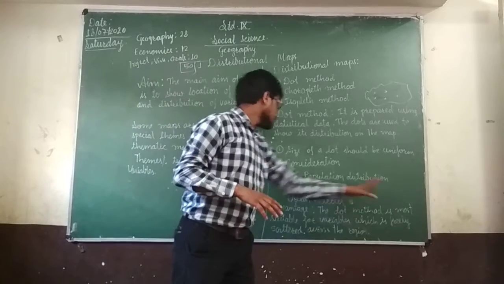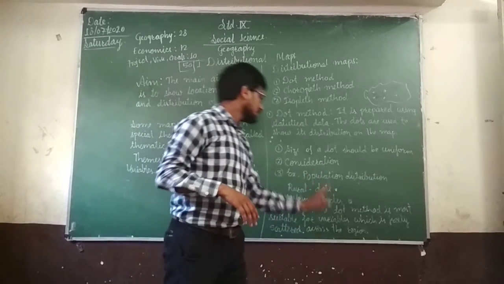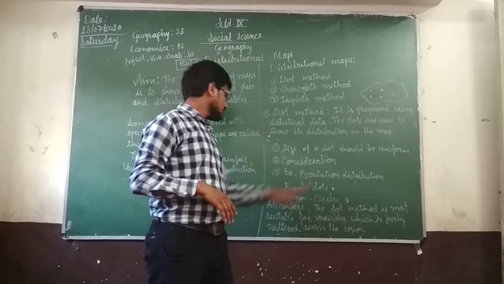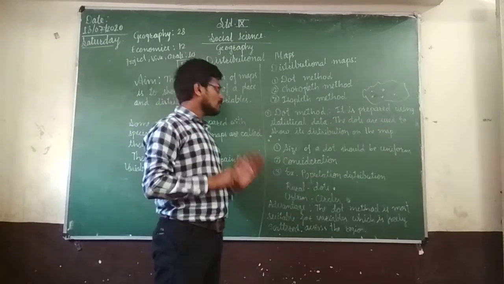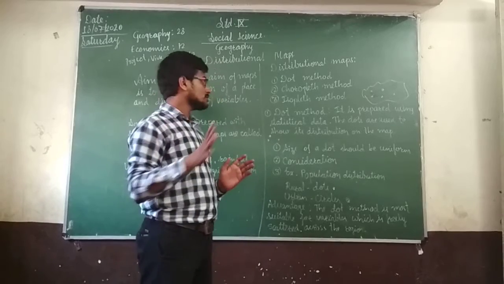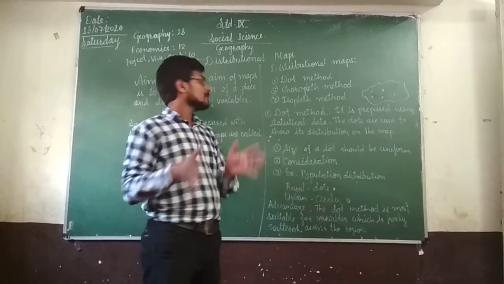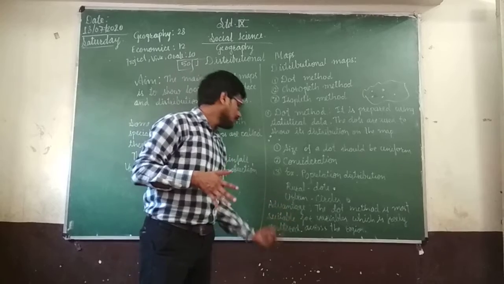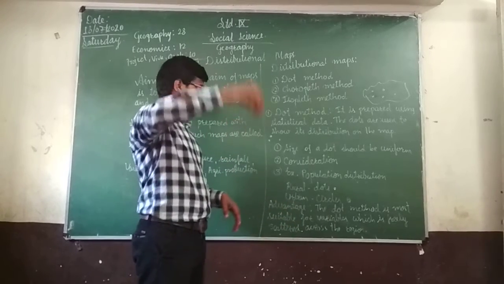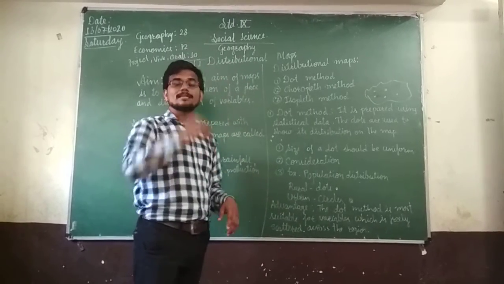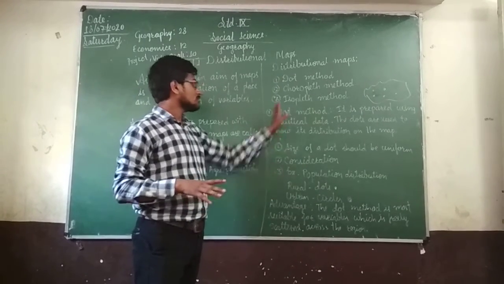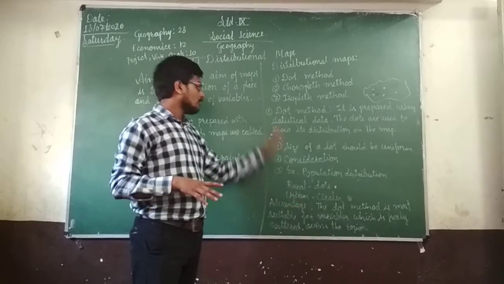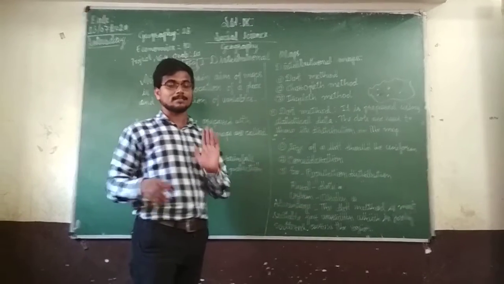The dot method is most suitable for things or variables which are freely scattered across the region. For example, if you want to show the population distribution of a particular area, we can use dots in that region very freely. We can scatter the dots very freely, and that's why this dot method is very convenient for showing statistical data.